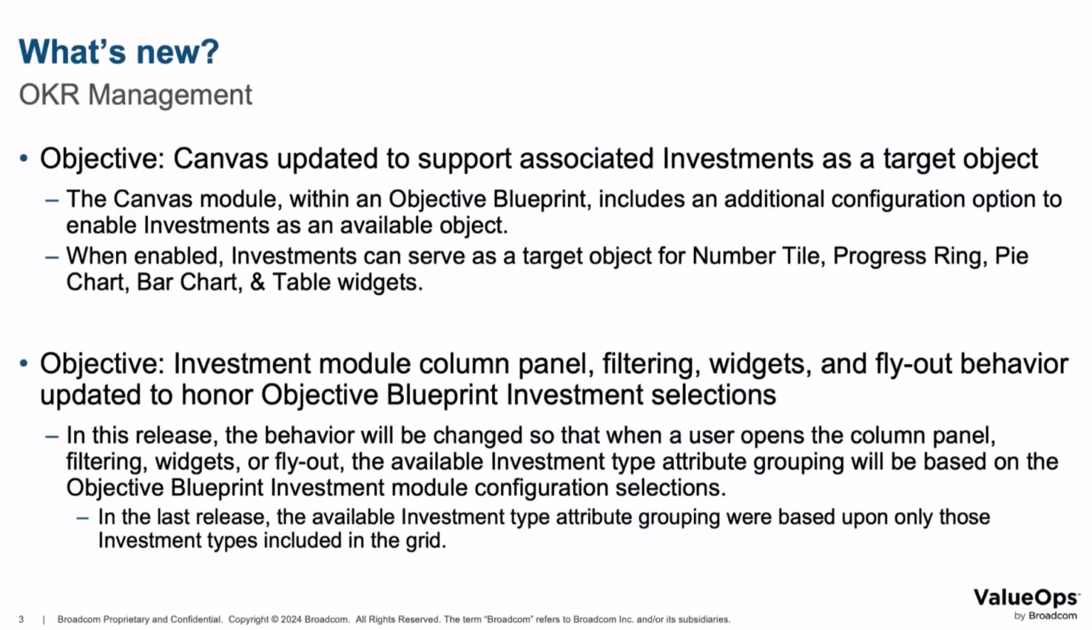So in this release, the behavior is changing so that when a user opens the column panel or filtering widgets or flyout, the available investment type attribute groupings are based on the objective blueprint investment module configuration selections. So in the last release, the available investment type groupings were based on only those investment types that were included in that objective modules grid.